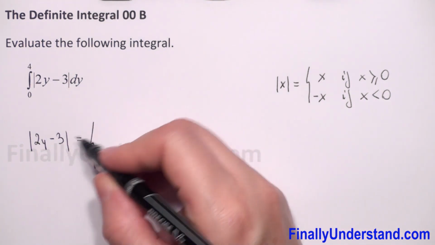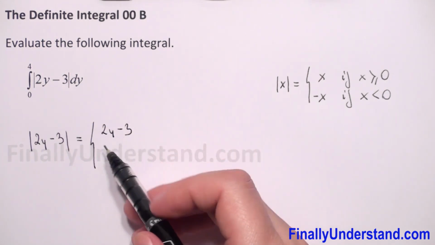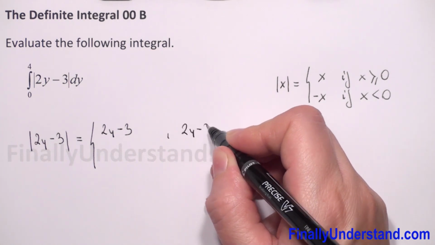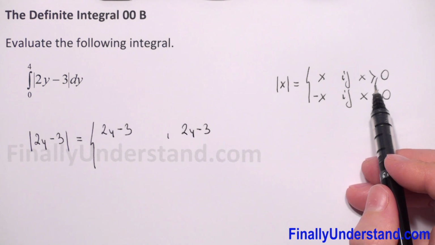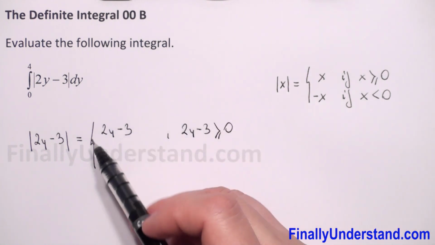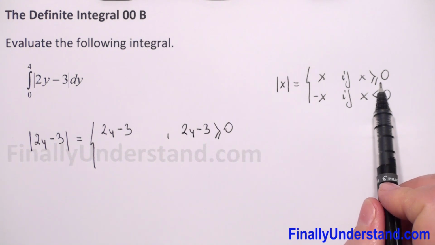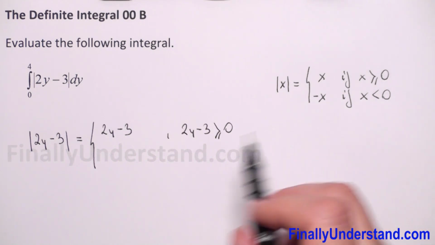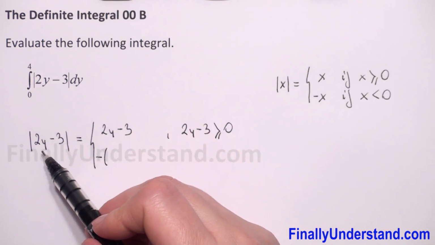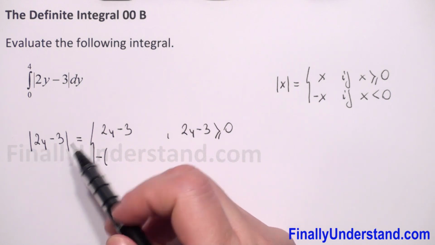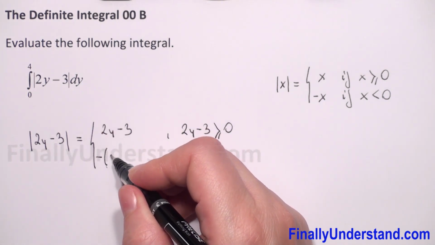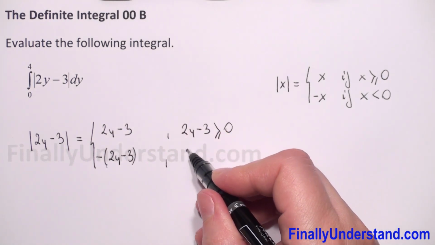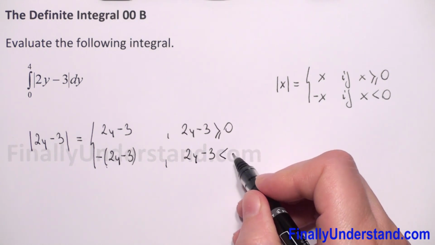So we have 2y minus 3, and this is for 2y minus 3 greater than or equal to 0. Whatever is between the absolute value bars must be greater than or equal to 0. And for the second part, we have to put a negative sign before the expression between the absolute value bars. So we can put this in parentheses, 2y minus 3, and this is for 2y minus 3 less than 0.